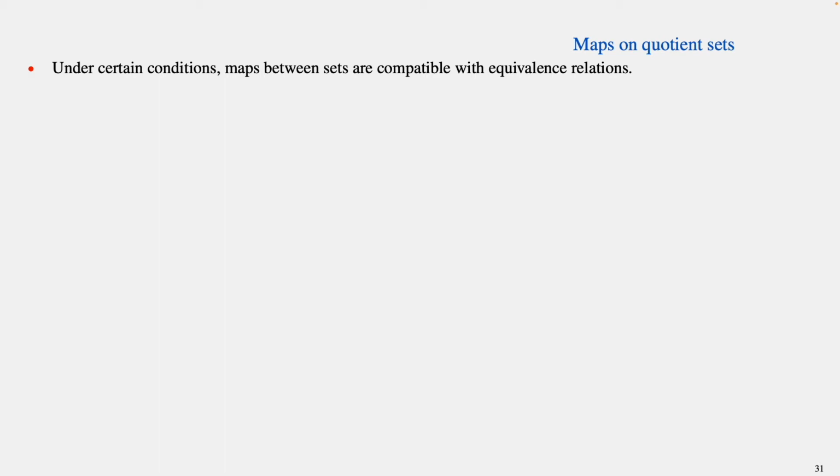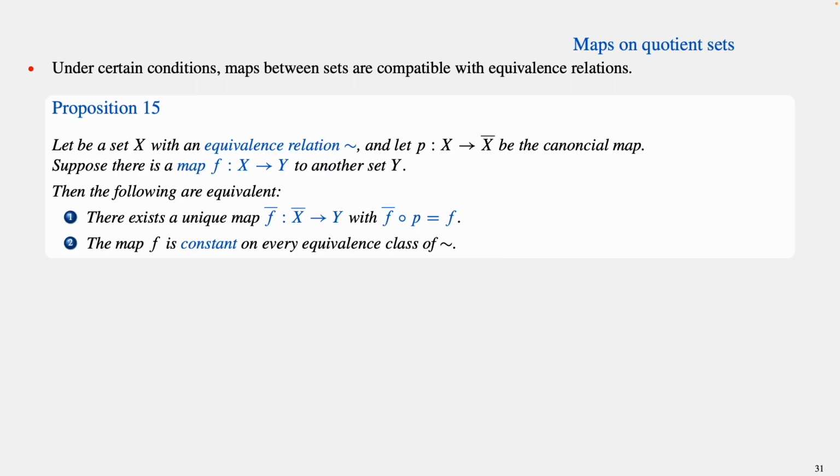And now I want to say what I mean when a map between sets is compatible with an equivalence relation. This is the following proposition. So we're given a set X with an equivalence relation tilde, and here we have the canonical map P from X to the quotient set. And suppose there's some map F from X to Y, where Y is some other set. And then the following two statements are equivalent.